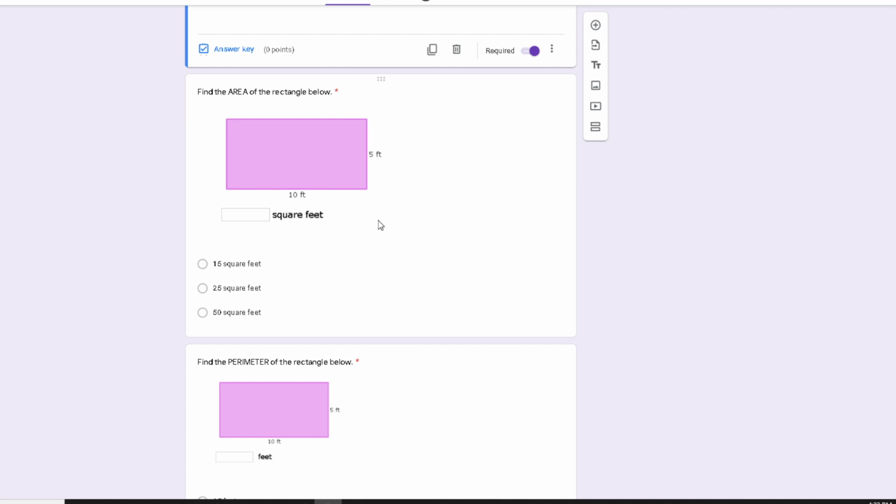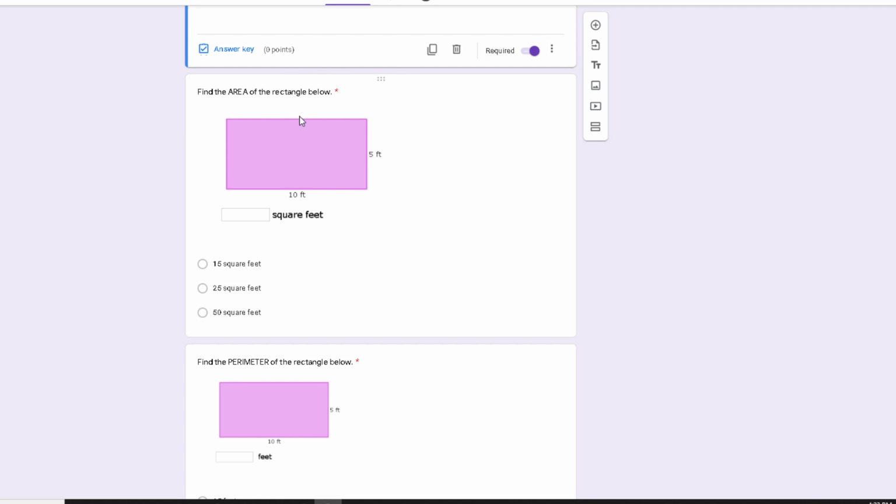Find the area of the rectangle below. Okay, so we're trying to find the area of a rectangle. That means we're trying to find out how much space is inside of this. Right? We're using little squares, 1 square foot, and we're splitting this up. Okay, we don't see it, but there's basically a little grid here of blocks, and that's our area.